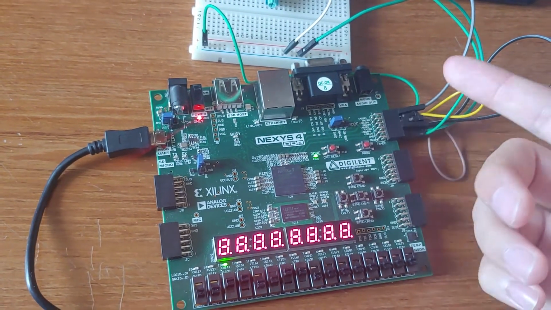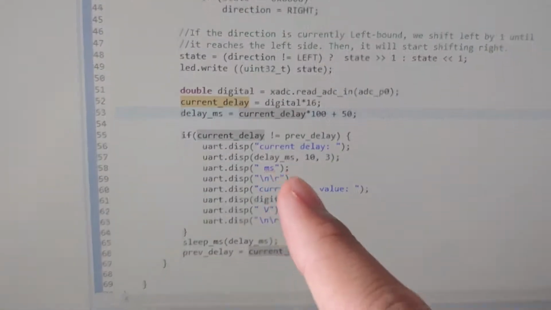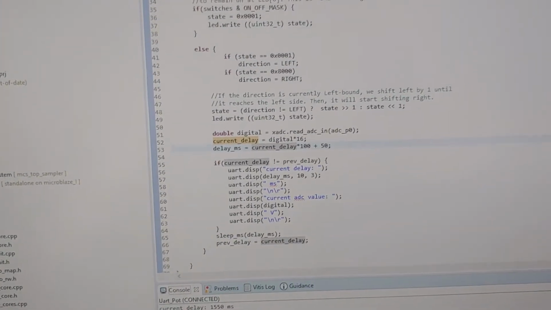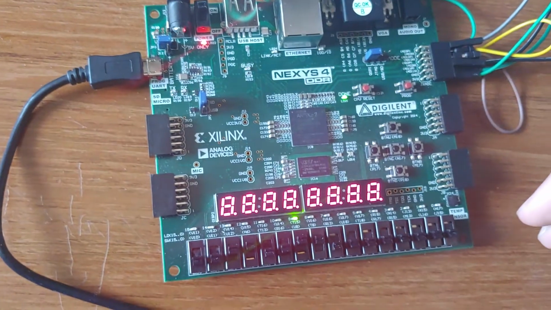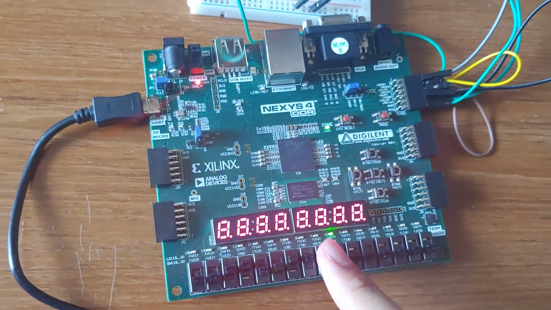What happens when it's 1 volt? Well, essentially, as we see here, 1 times 16, it's all the way up to 1600 plus 50 delay. So it's a much higher delay value than what we had before. As you see, the LEDs are changing slowly.